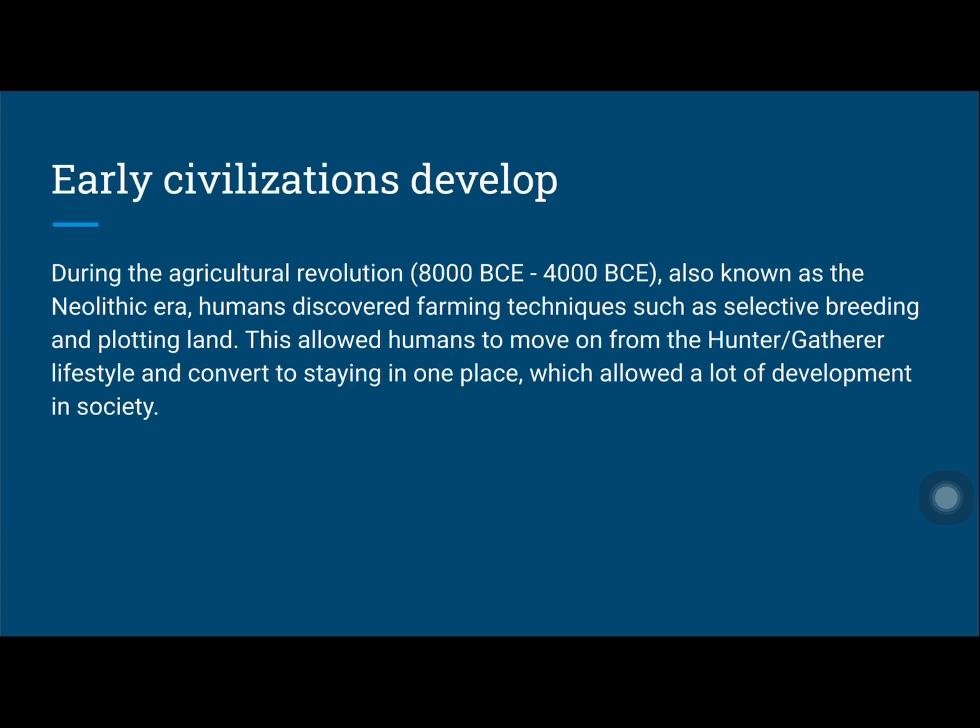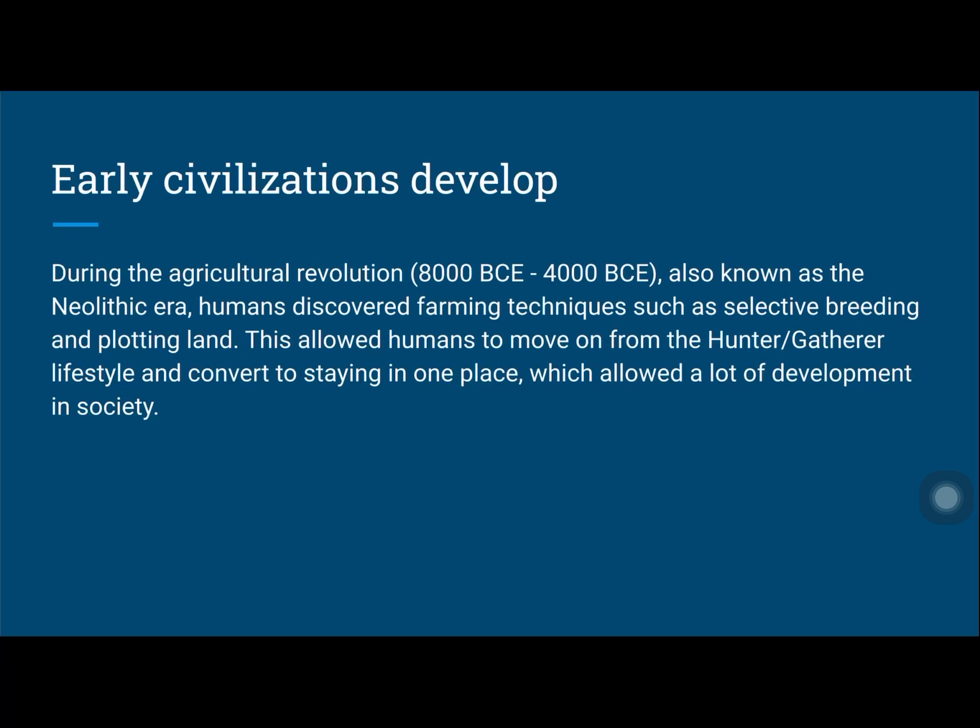Early civilizations develop. This is called the Neolithic era, and the Neolithic era saw the agricultural revolution, where people learned to farm, and selective breeding was a huge milestone, because now they could keep animals in one place and domesticate them and use their resources, like a sheep's wool or a cow's leather or milk, etc.